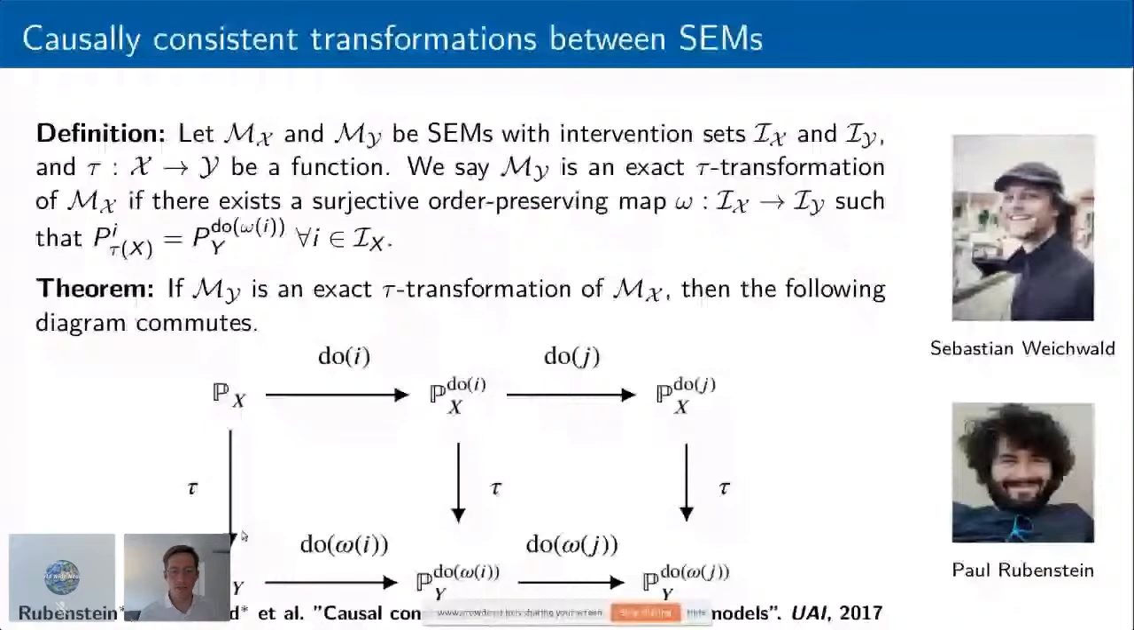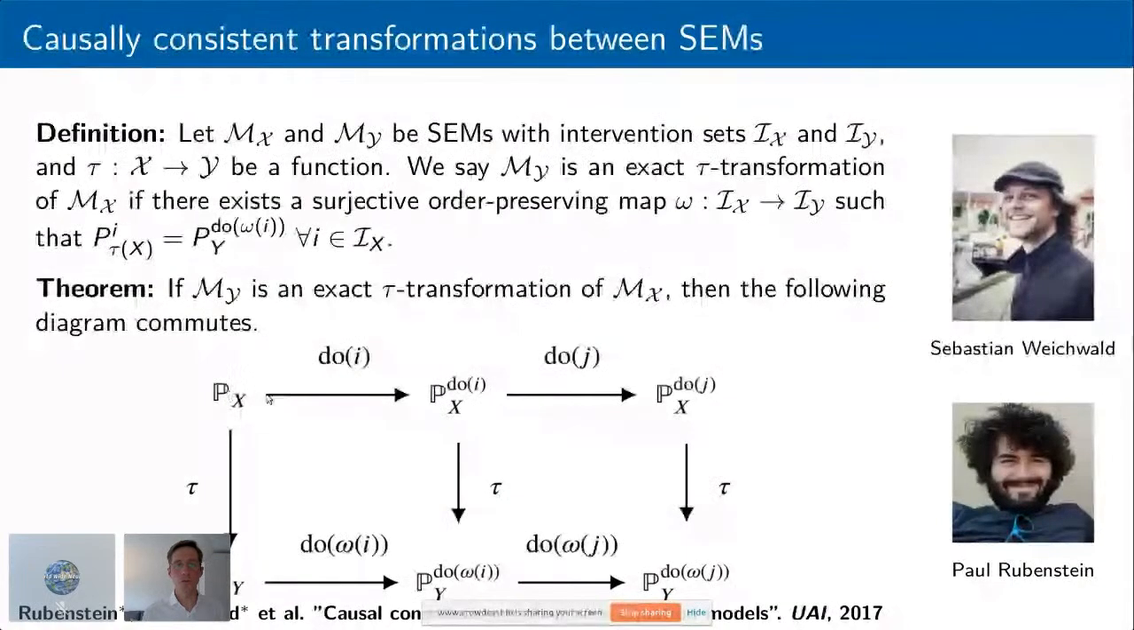And here you have, in the second row, the macro level representation. And via the tau, you switch from the micro to the macro level. And the omegas here, this is the switch from the micro level interventions to the macro level interventions. And that the diagram commutes means that you can go from here to here via any path.